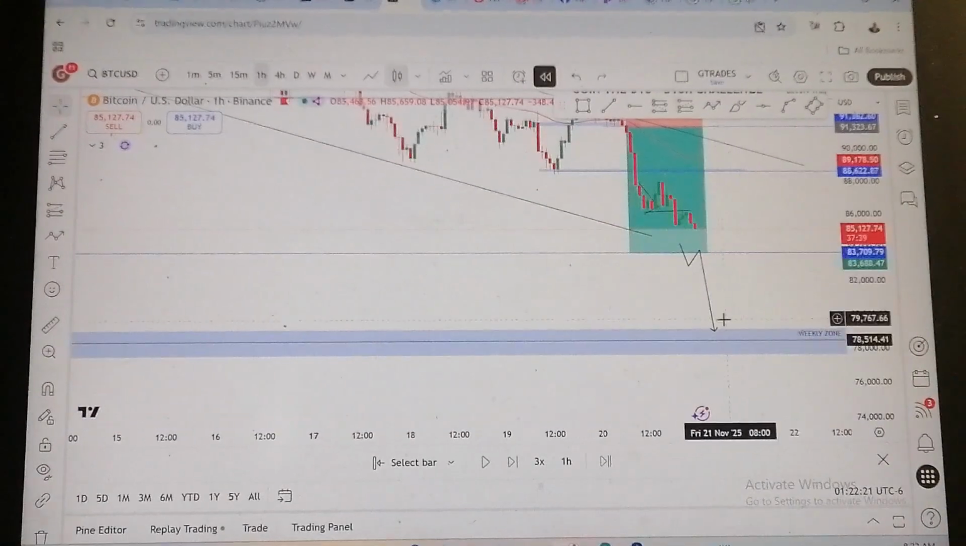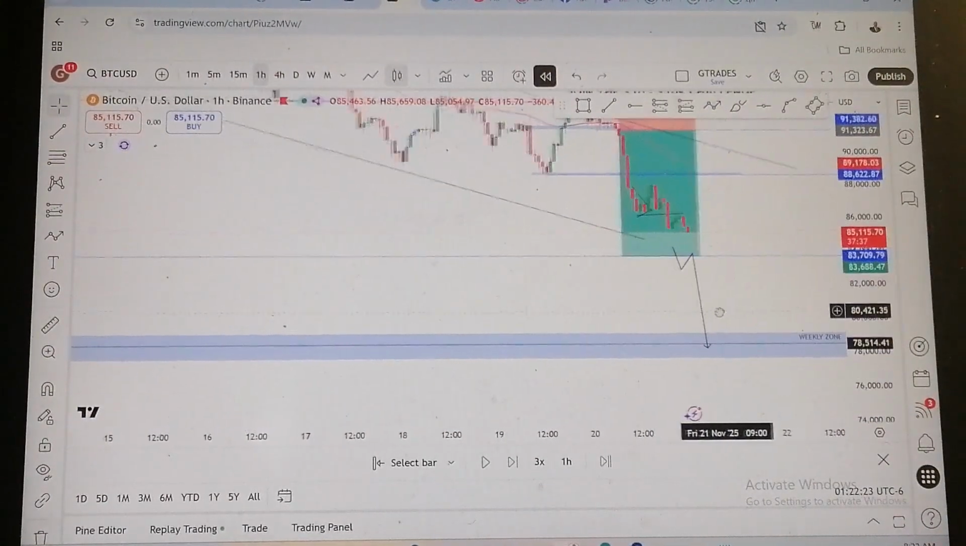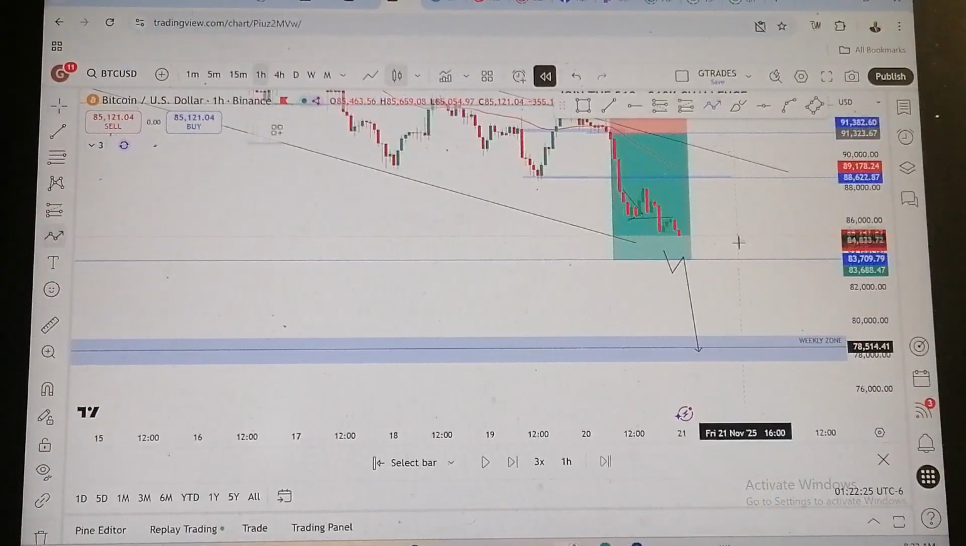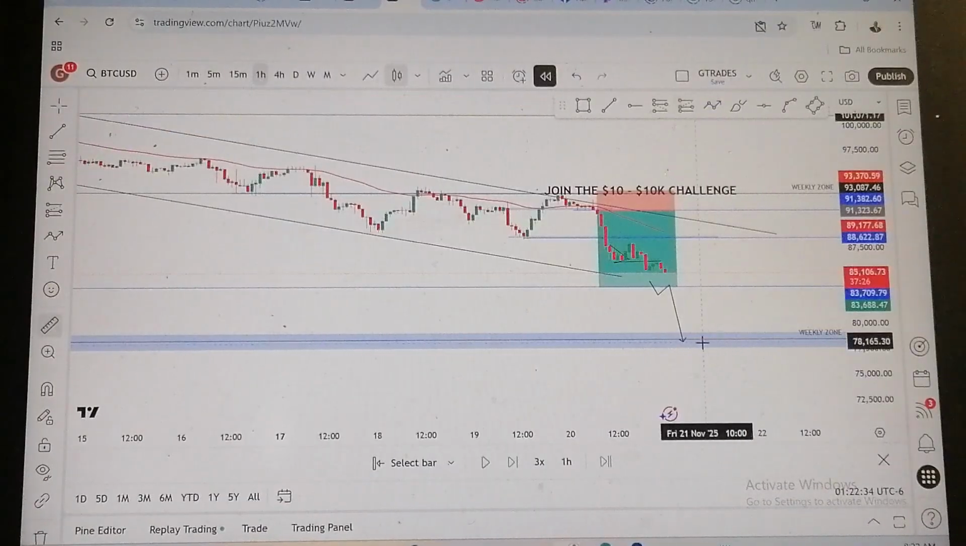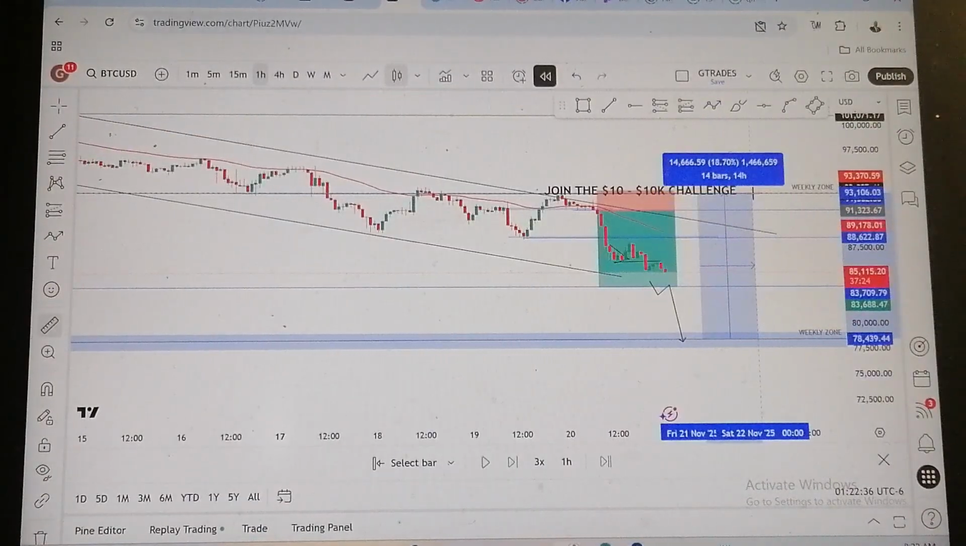Because my zone is still here. You can see the market move from zone to zone. If you look here right now, I've marked this particular as my weekly zone, right? And the market is leaving this particular weekly zone to another weekly zone. So if you calculate it right now, from this zone to this zone, it's over 1,400 pips.